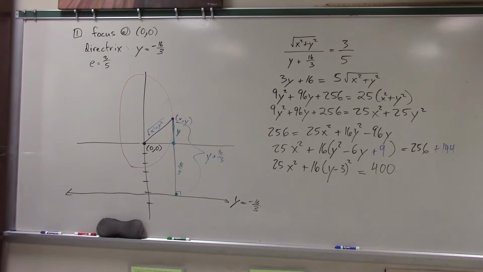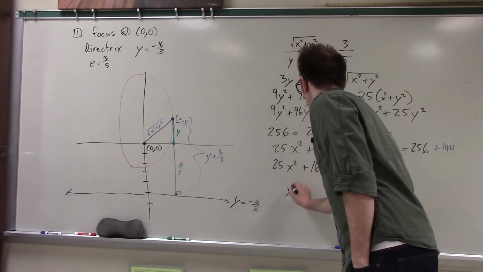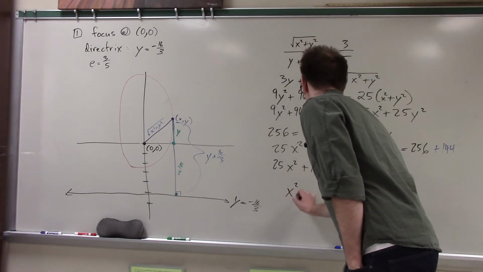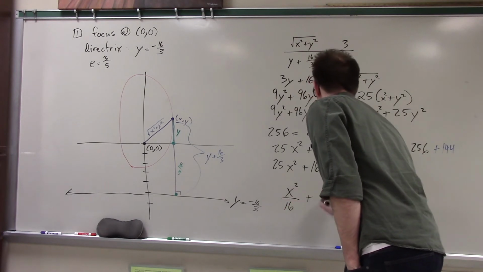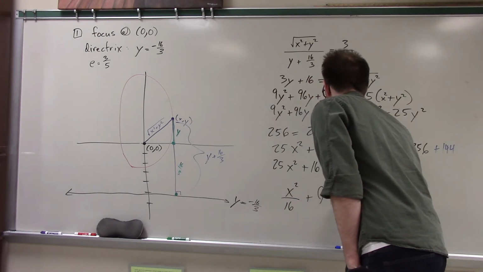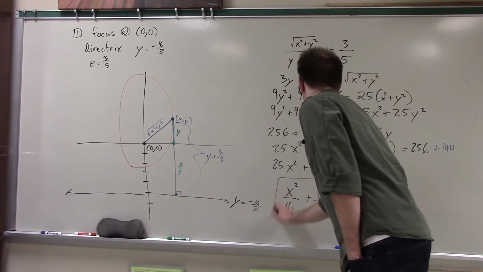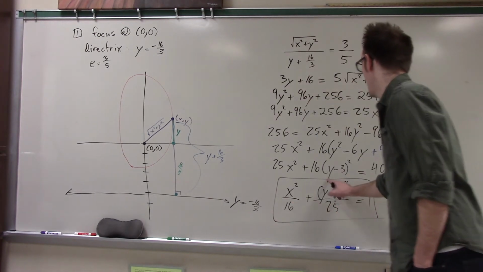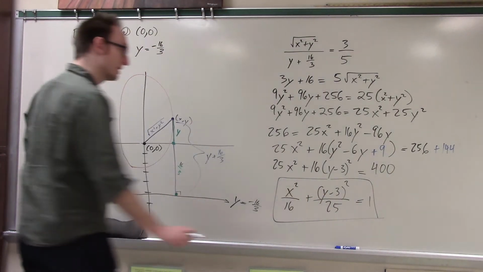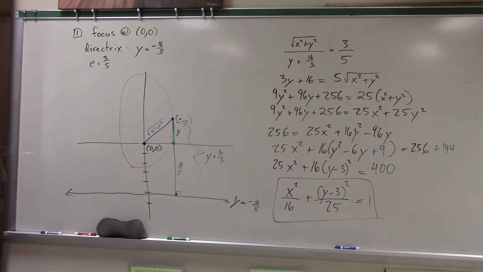And if I divide both sides by 400, that proves that this is x squared over 16 plus (y minus 3) squared over 25 equals 1. All right. And now, from my experience with ellipses, is that what you got? Okay. From my experience with ellipses, I now know everything there is to know about this.